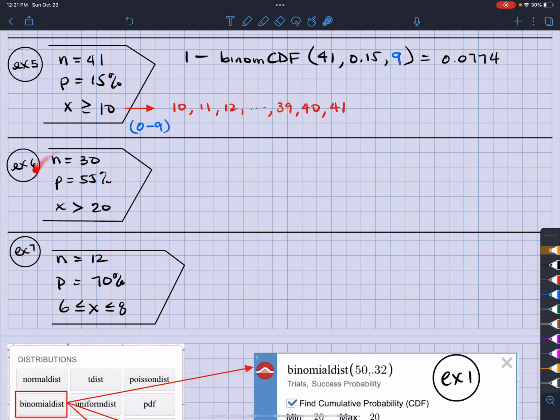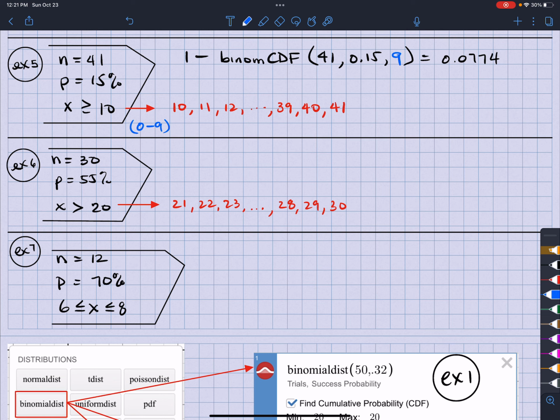This right here wants greater than 20. So what does this want? This wants 21, 22, 23, all the way to 28, 29, and 30, right? Again, I don't have a CDF of that.